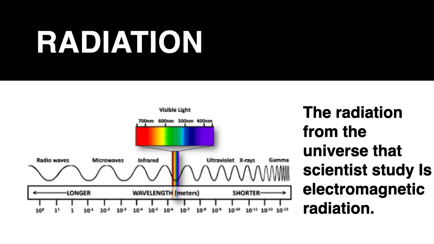The radiation from the universe that scientists study is electromagnetic radiation. Electromagnetic radiation consists of electric and magnetic disturbances traveling through space as waves. The human eye can only sense a limited range of all the various wavelengths of electromagnetic radiation, and this is called visible light. As you can see in this little picture, visible light is actually a very tiny piece of the whole spectrum of electromagnetic radiation.